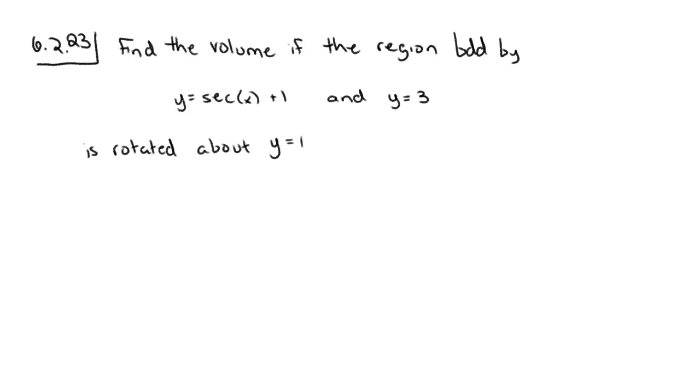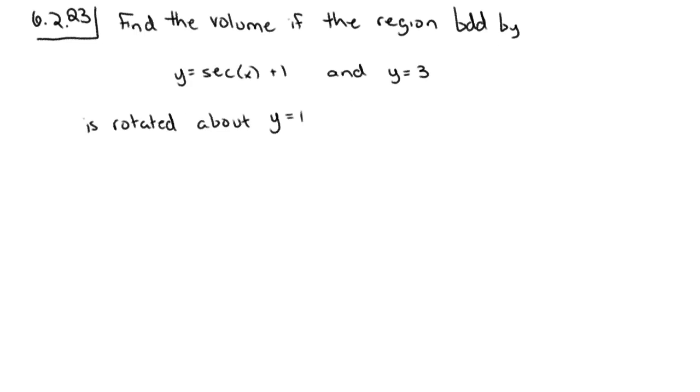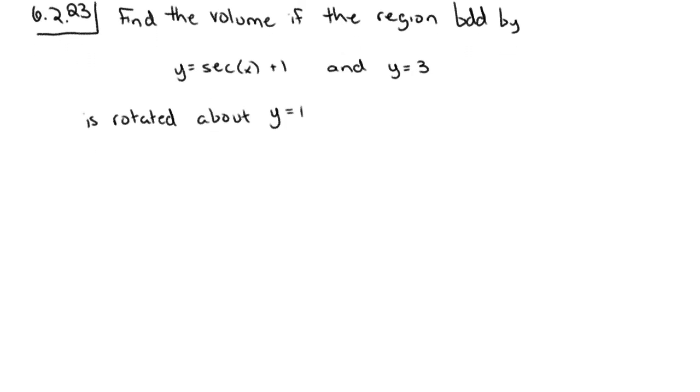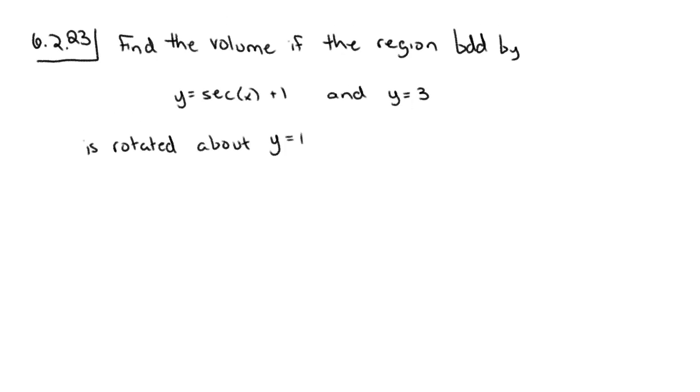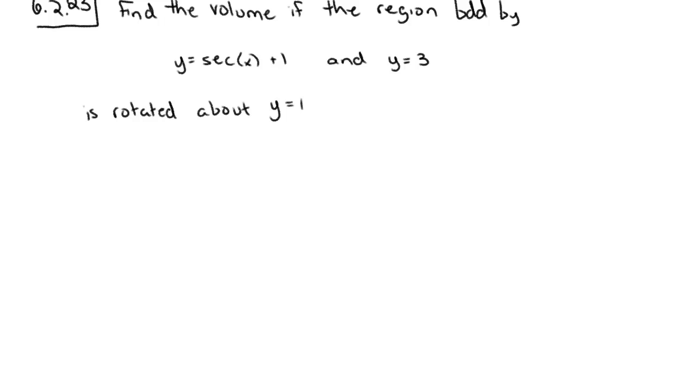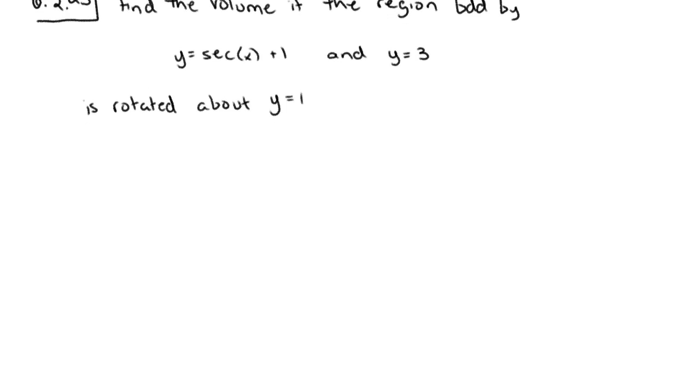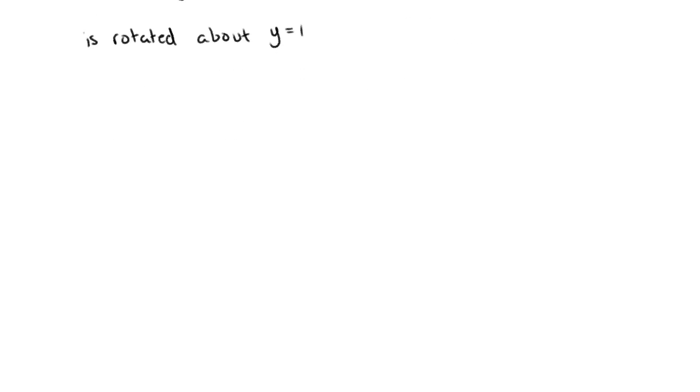So 6223: find the volume of the region bounded by y equals secant of x plus 1, and y equals 3. And we are going to rotate that about y equals 1. The first thing you need to do is actually graph this. So I'm going to graph the secant.